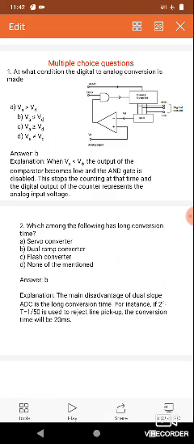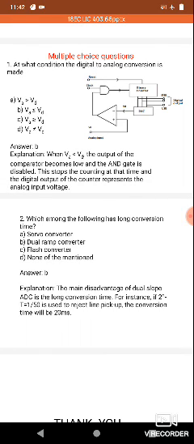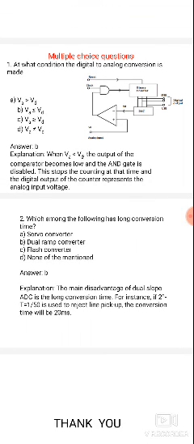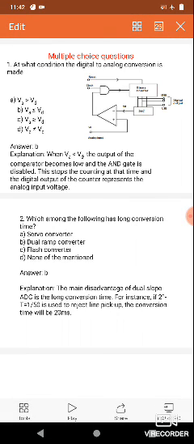At what condition is digital to analog conversion made? In the counter type, the conversion happens while VA is greater than VD. When VA becomes less than VD, the output of the comparator becomes low and the AND gate is disabled. The counter stops counting, and at that time the digital output of the counter represents the analog input. So this is the analog to digital counter type, and the conversion is made when VA is less than VB.